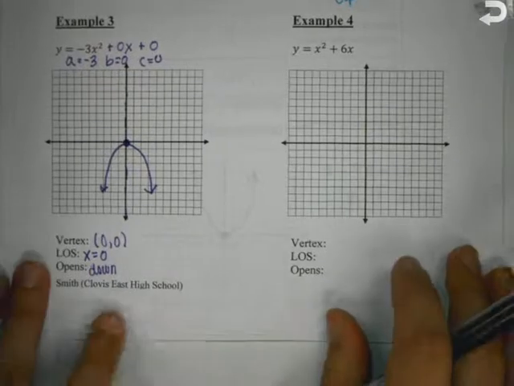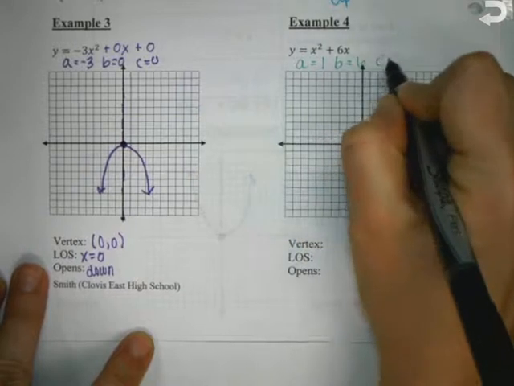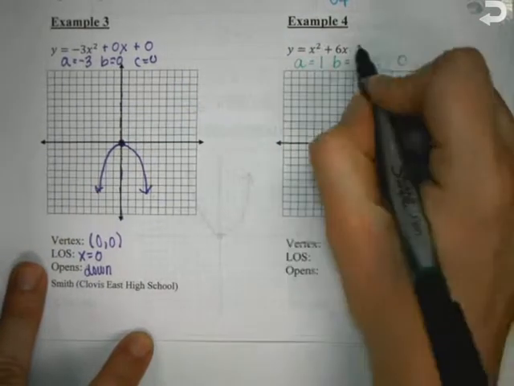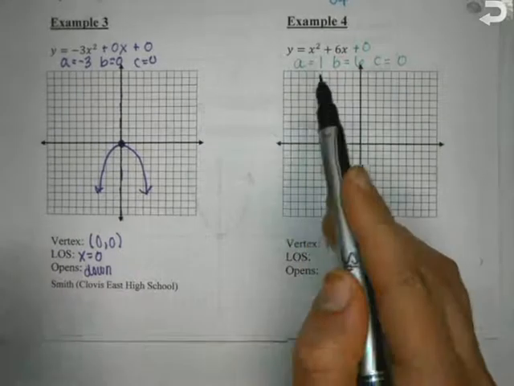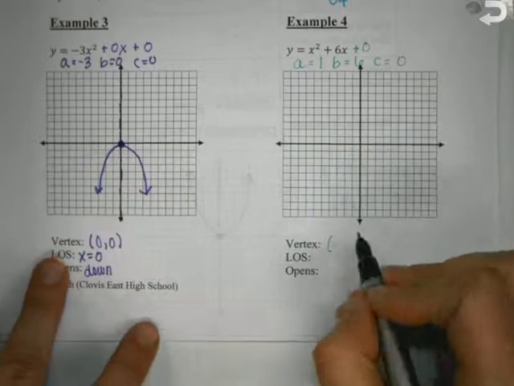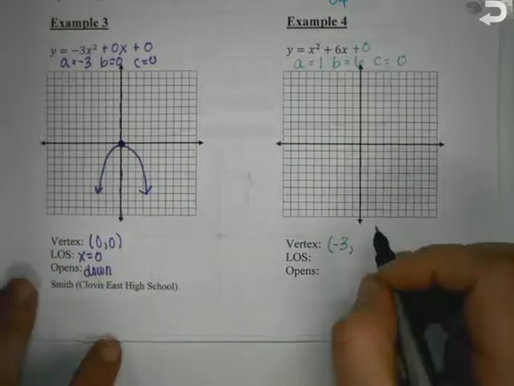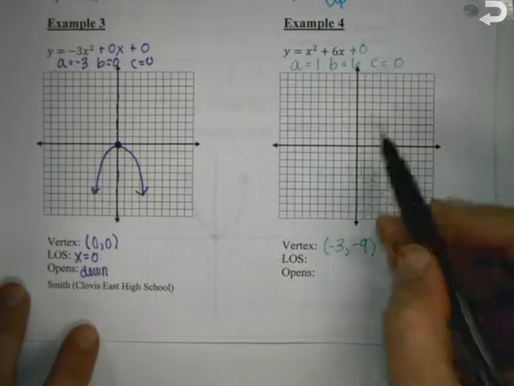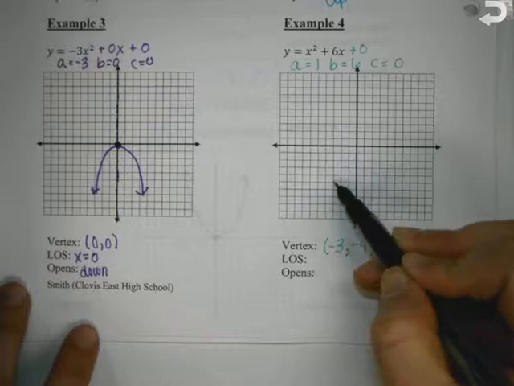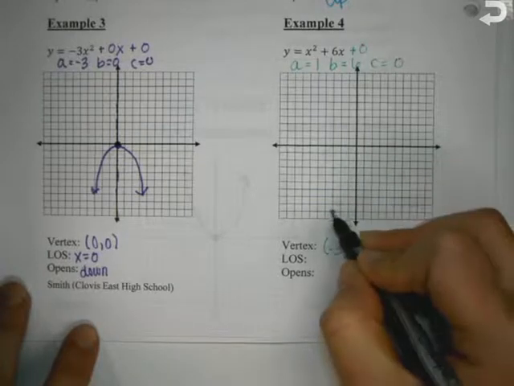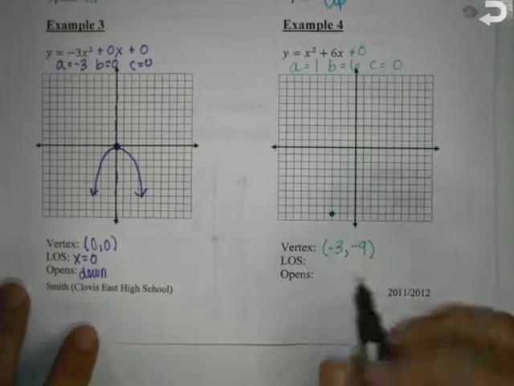Okay, what about number 4, last one? In this case, A was what? 1. B was 6, and C was not there, so it was 0. So it's the same thing as writing +0 at the end. So when you plugged A into -b over 2A, what did you get for x? -3. And when you plug -3 all the way back in, what did you get for y? -9. Good. Okay, so we should graph that one. 1, 2, 3. 1, 2, 3, 4, 5, 6, 7, 8, 9. So all the way down here at the bottom. So if that's my vertex, line of symmetry is what? X equals -3. So let's draw that.